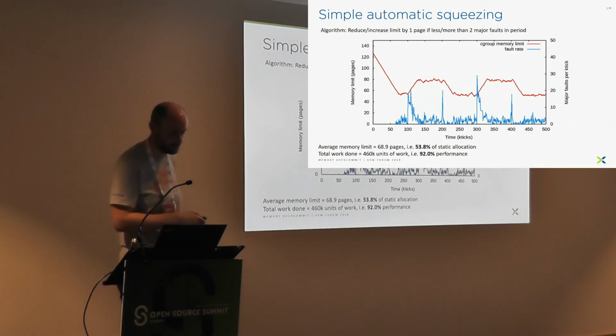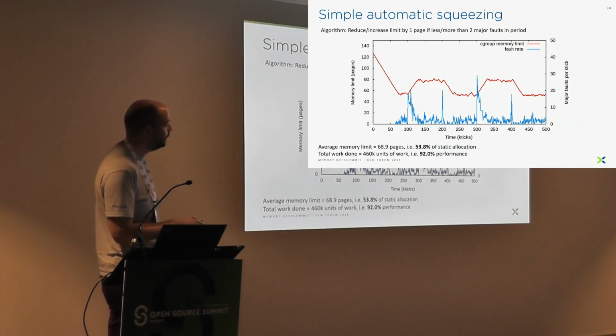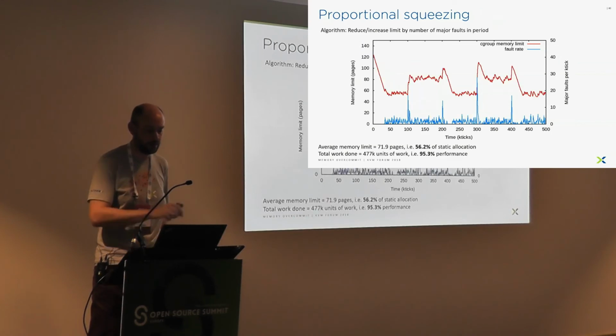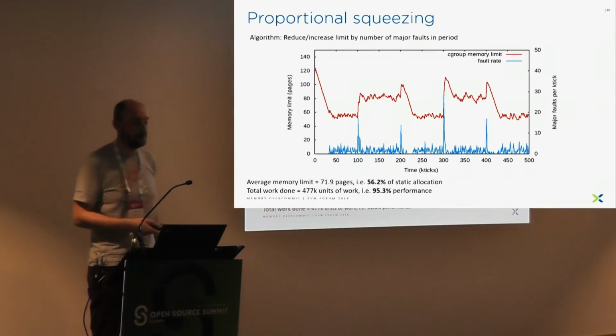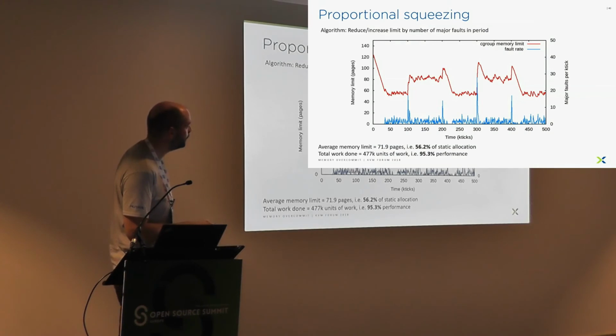But there are some problems. We notice that there are these sustained periods of faults that go on for quite a lot of time. And you would say, well, maybe we can be quicker to respond when there's a burst of faults. So let's try that. Let's try proportional squeezing, where we're reducing or increasing the secret memory limit by the number of major faults in that period. So now we're able to respond much quicker to that spike in fault rate.